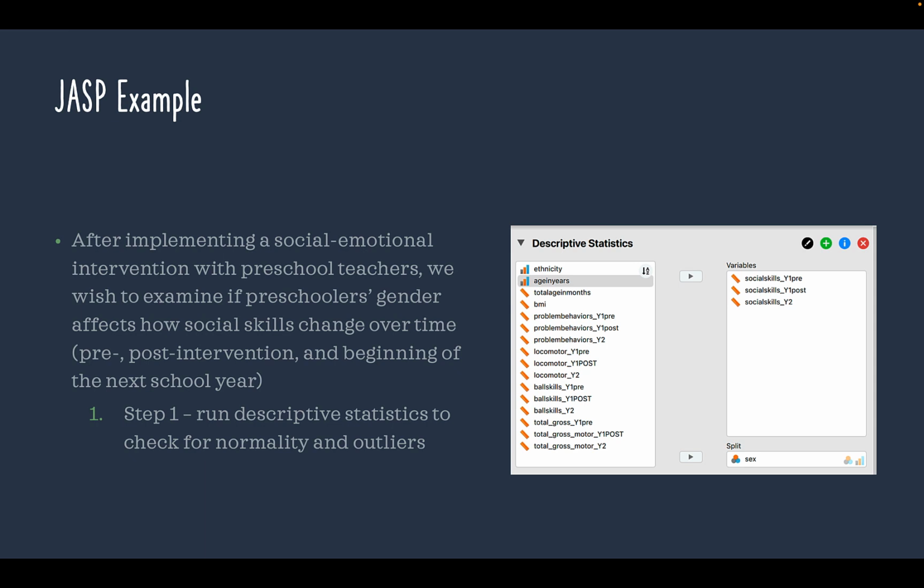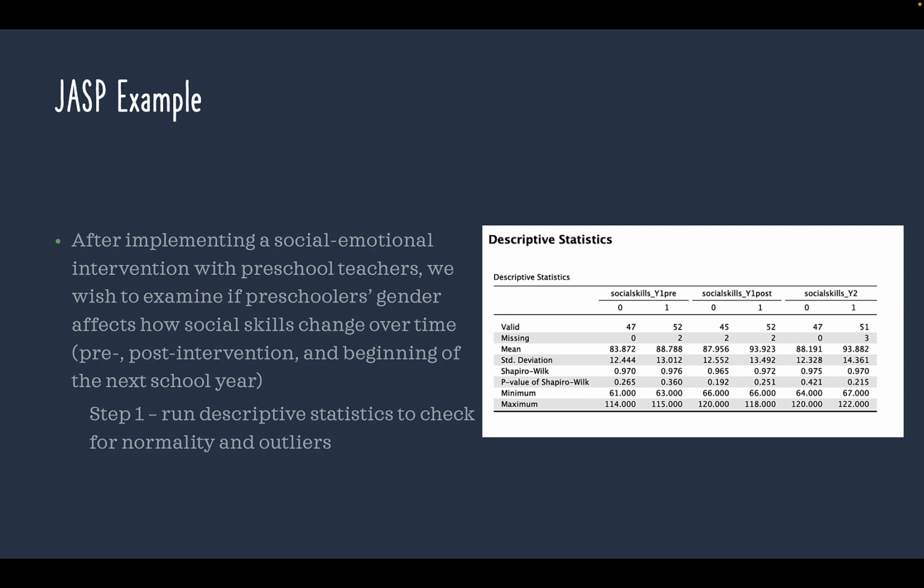preschoolers data file attached with this lecture, step 1 is going to be to run descriptive statistics to check for normality and outliers. So notice the difference here. We're going to put our 3 social skill time point measures in our variables, but we're adding sex under split. So we're going to look at these measures across sex.